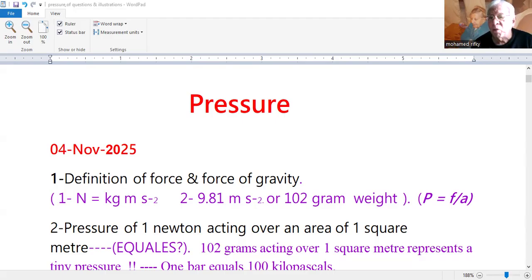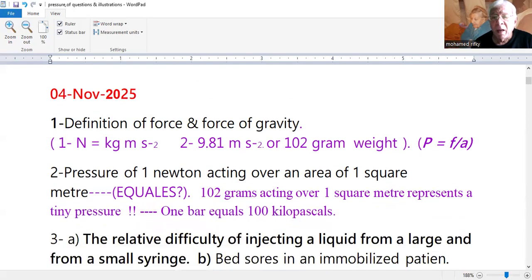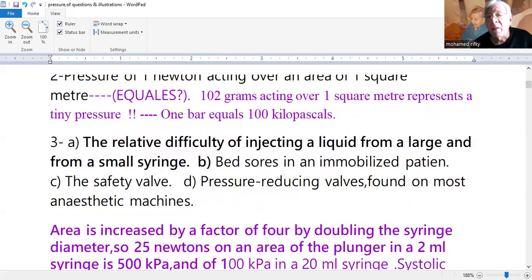As a general rule, of course, pressure equals force over area. Whenever I consider 1 Newton acting over an area of 1 square meter, that means 102 gram weight acting on an area of 1 square meter, it is a very tiny pressure. So this is why I use kilopascal instead of pascal. 1 bar, of course, equals 100 kilopascal.